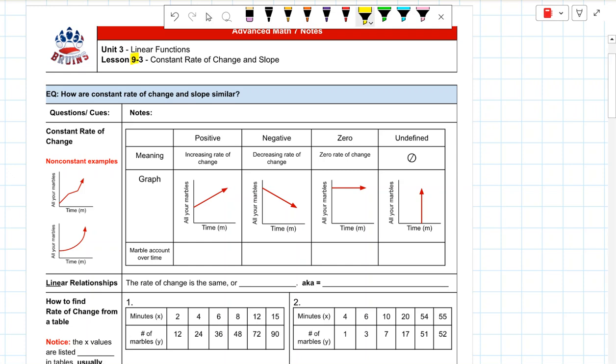Today we're in lesson 3 and we're looking at constant rate of change. And after we do constant rate of change, we're also going to learn about slope. The essential question today is, how are constant rate of change and slope similar to each other? So by the end, you'll be able to answer those things.